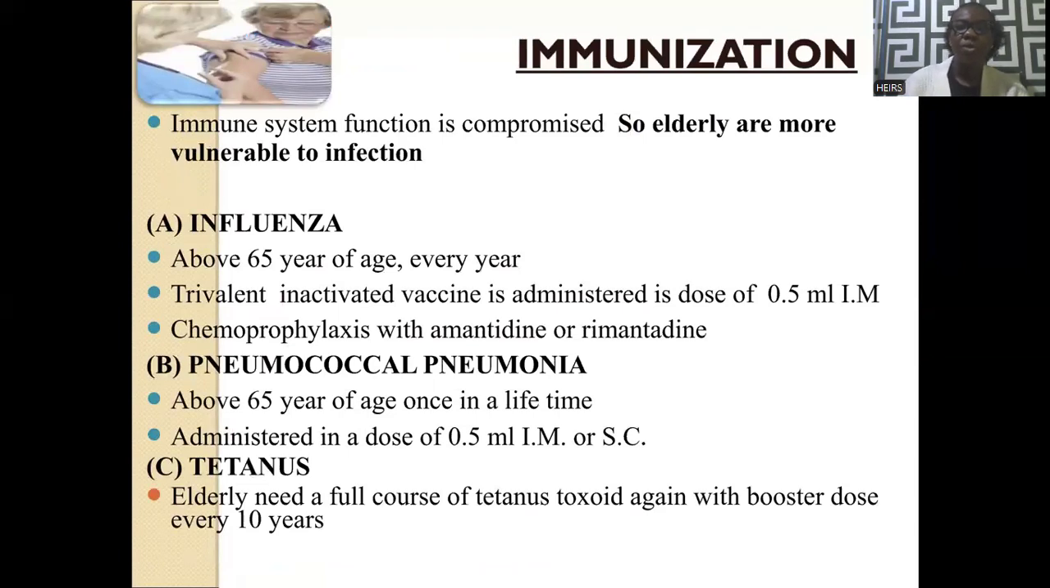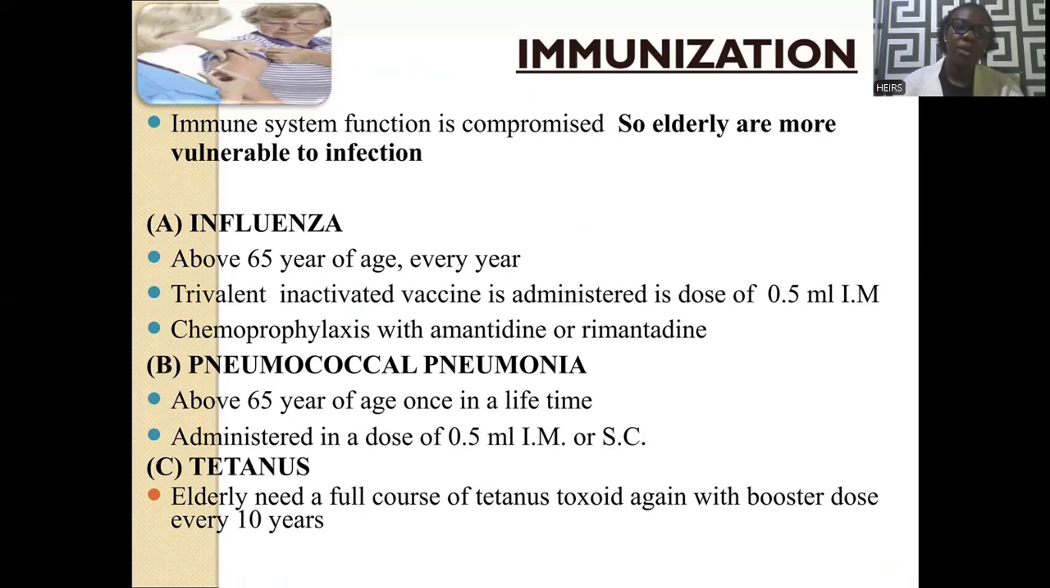Immune system function is compromised in the elderly persons. So elderly people are more vulnerable to infection. So influenza vaccine is advised above the age of 65, and it's given every year. It's a trivalent inactivated vaccine that's administered as a dose of 0.5 ml intramuscularly. Then chemoprophylaxis with amantadine or rimantadine is also advised for persons who are really at risk.